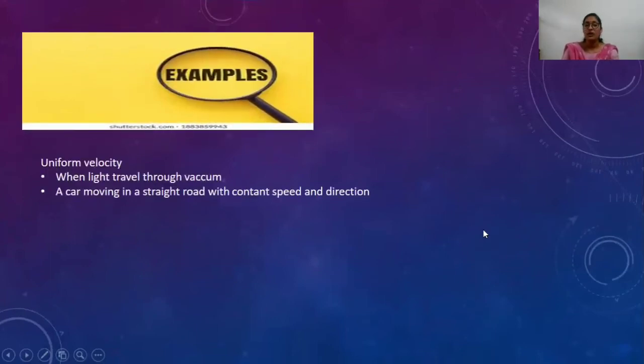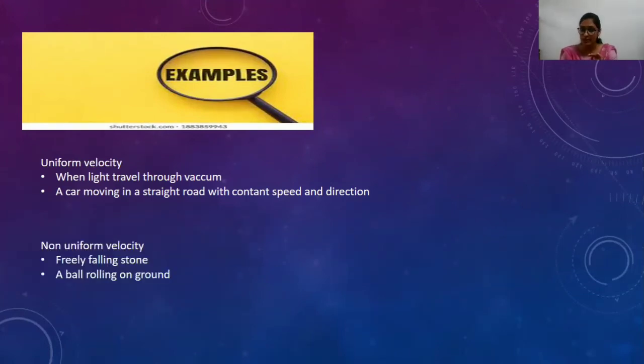Examples of uniform velocity are, first, light traveling in a vacuum. A car moving on a straight road with constant speed and direction is also an example of uniform velocity. An example of non-uniform velocity is a freely falling stone. And a ball rolling on the ground is also an example of non-uniform velocity.